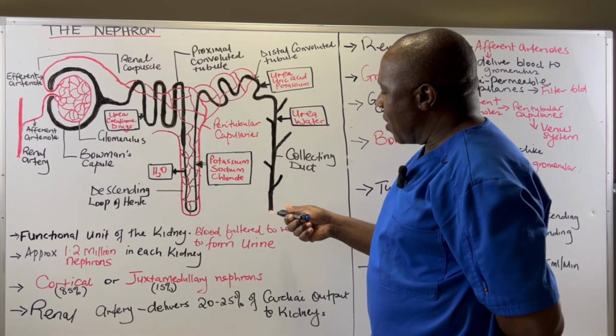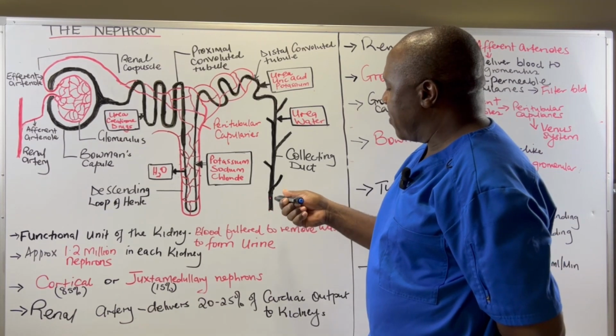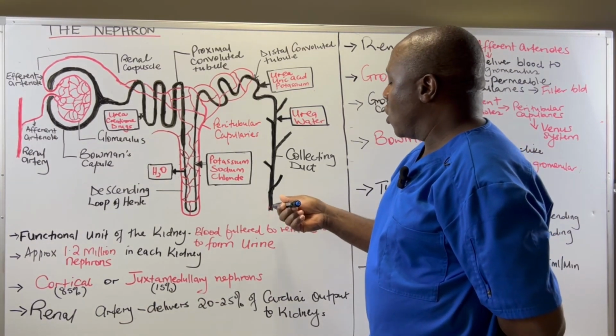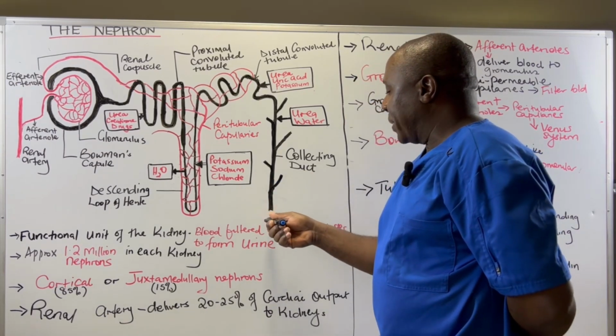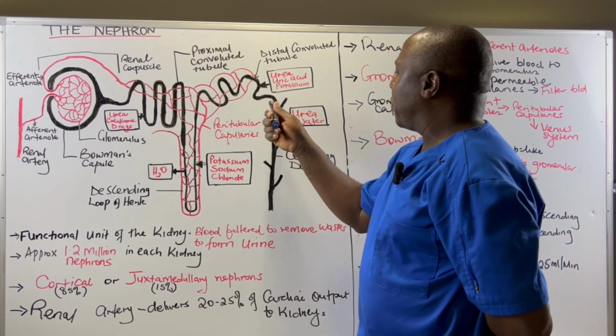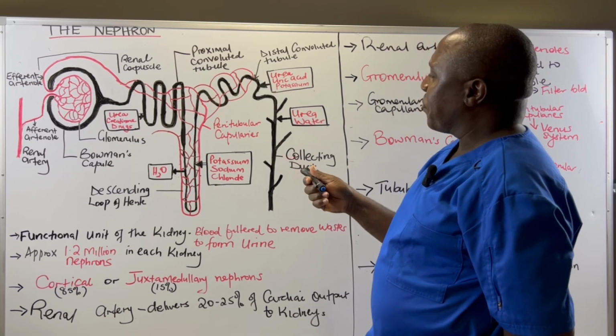Remember, this is now where we have that renal papilla. So it goes from the renal papilla and goes into that particular minor calyx down there. So this is what we refer to as the collecting duct.